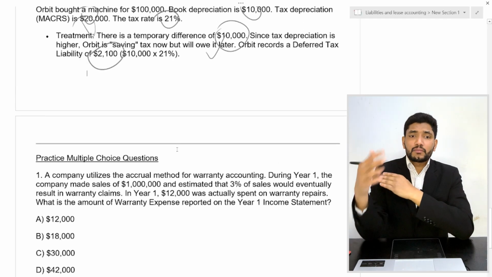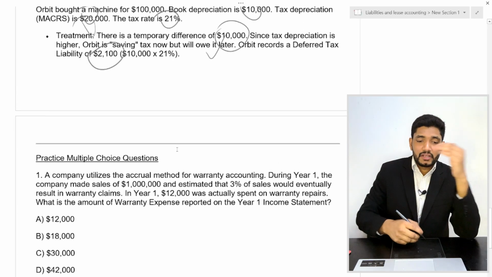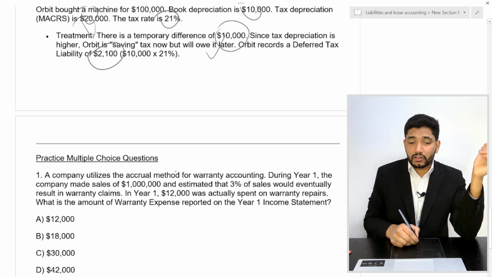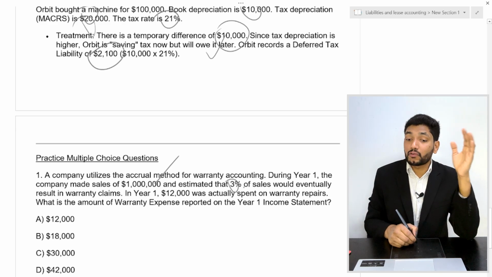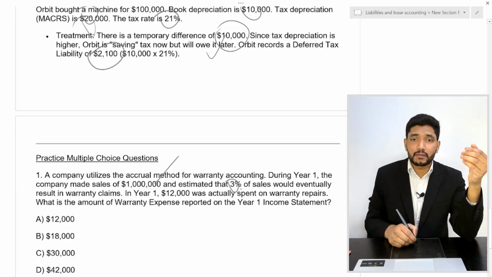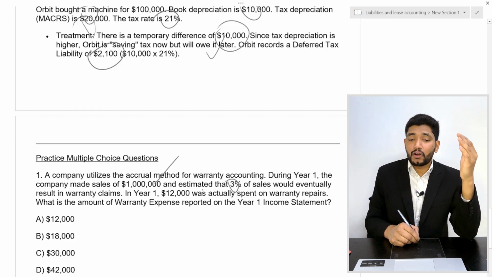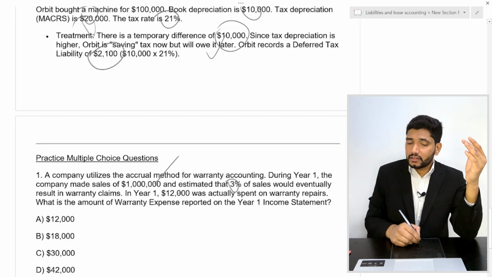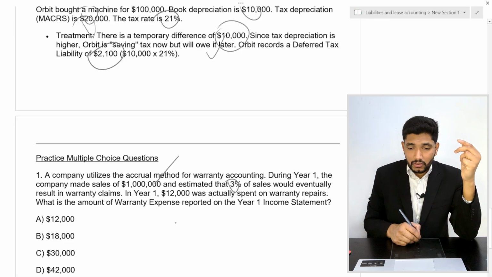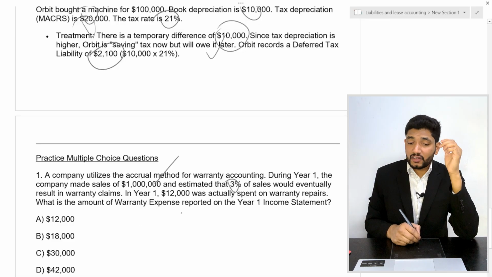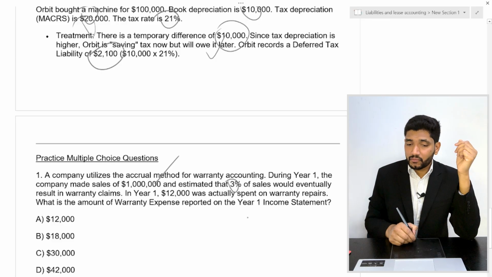So, let us move into multiple choice question practice. A company utilizes the accrual method of warranty accounting. During year 1, the company made sales of 1 million and estimated that 3% of sales would eventually result in warranty claims. In year 1, 12,000 was actually spent on warranty repairs. What is the amount of warranty expense reported on the year 1 income statement?